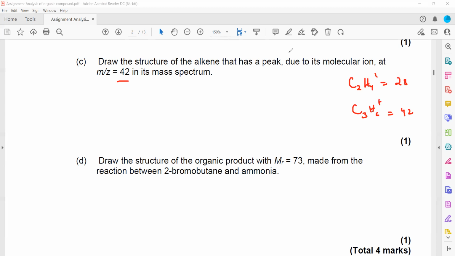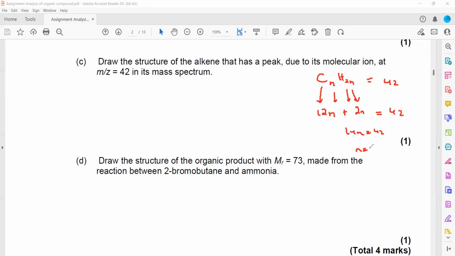You can also work out the number of carbons by using this formula. We have the general formula of an alkene, CnH2n. So the total mass of this CnH2n should be 42. Carbon is 12 multiplied by n, and hydrogen is 1 multiplied by 2n, because the mass of each hydrogen is 1 and there are 2n hydrogens in this, so the total mass is 14n, which equals 42, or n equals 42 divided by 14, which is 3. So it means the number of carbons should be 3 here. So it will be C3H6. So we have to draw the structure: CH2 double bond CH, and then CH3 will be there.